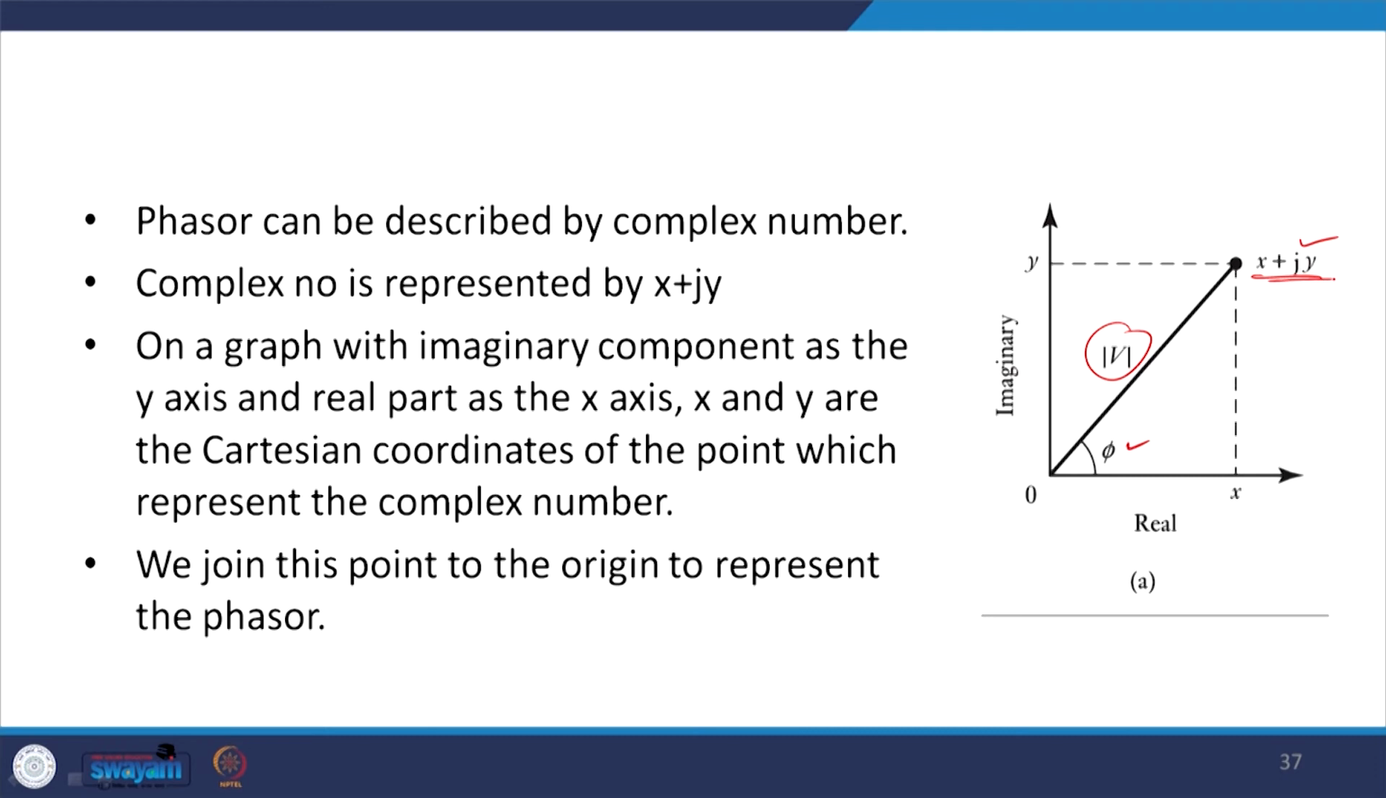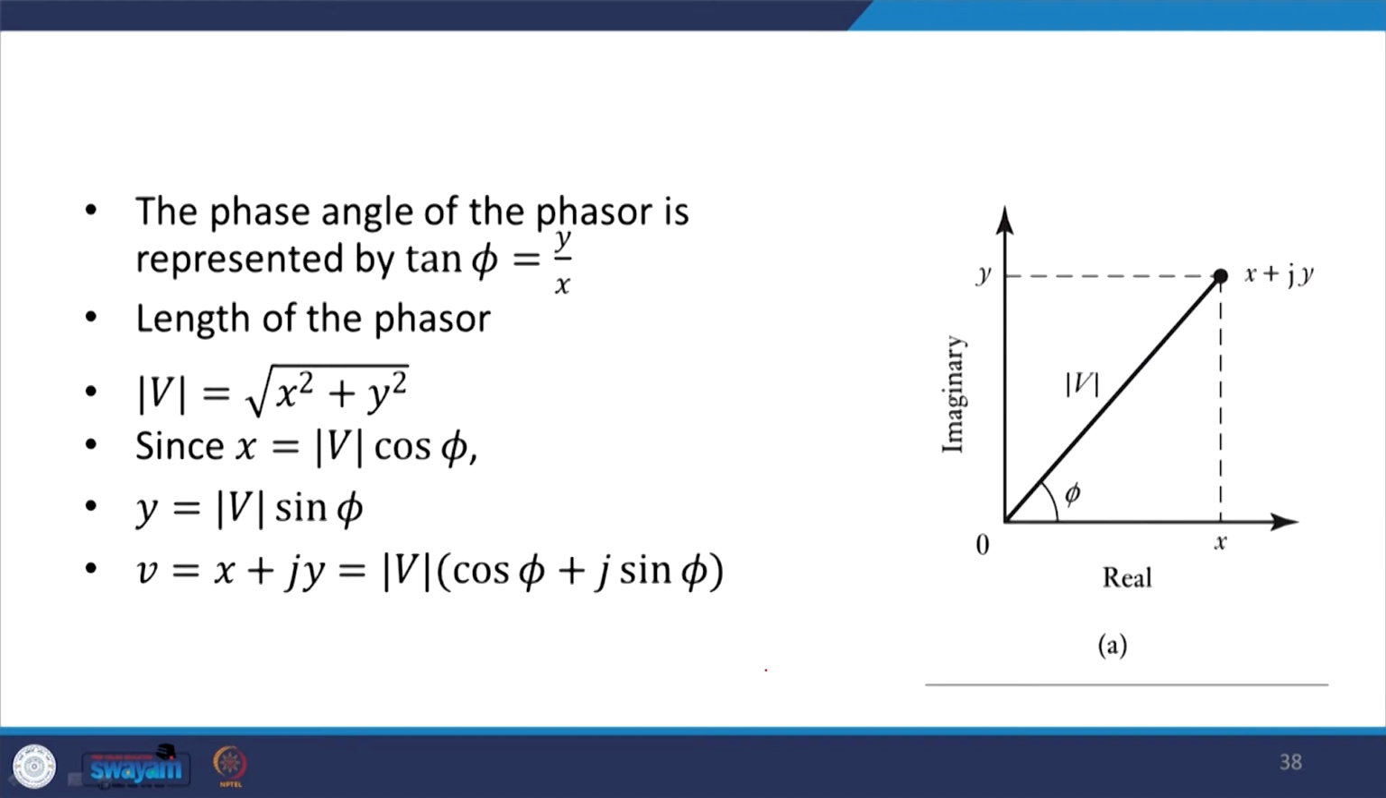Okay. So, here on the graph with the imaginary component as the y axis and the real part as the x axis, x and y are the Cartesian coordinates of the point which represents the complex number. We join this point to the origin to represent the phasor. Now, the phase angle of the phasor is given by tan phi equal to y by x, and the length of the phasor is the square root of x square plus y square. Since x is equal to V cos phi and y is equal to V sin phi, I can write V as x plus j y, and this is how it can be written.